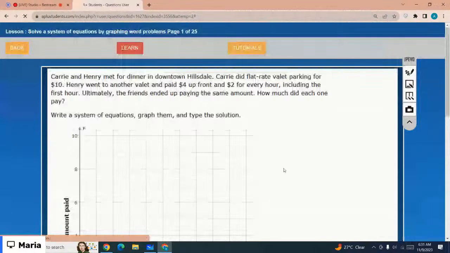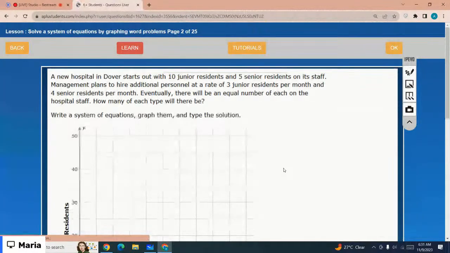Okay, the second one is: a new hospital in Dover starts out with 10 junior residents and 5 senior residents on its staff. Management plans to hire additional personnel at a rate of 3 junior residents per month and 4 senior residents per month. Eventually, there will be an equal number of each on the hospital staff. How many of each type will be there?